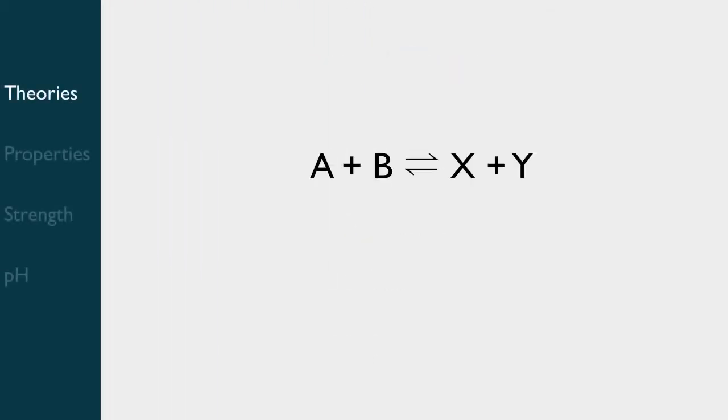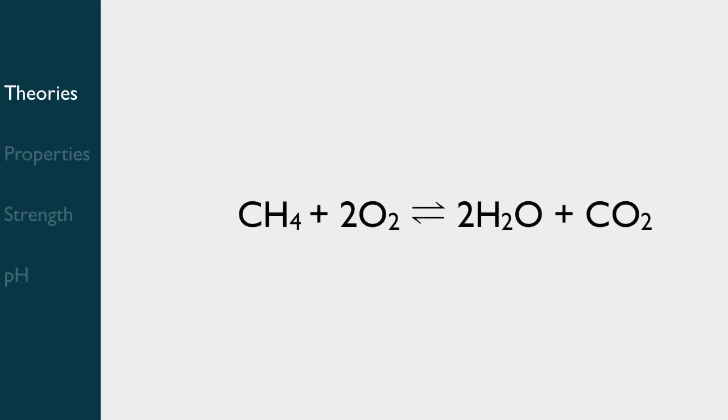Consider this simple generic chemical reaction. Something A and something B react to yield something X and something Y. Of course, our products X and Y are made of the same atoms as our reactants A and B. They've just been shuffled around. To show you what I mean, here's the combustion of methane. If I add a little bit of color, it should be clear that the same atoms of carbon, hydrogen, and oxygen that are in our methane and oxygen have just been shuffled around to create our water and carbon dioxide.